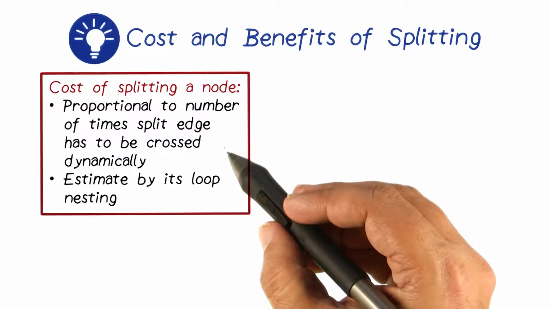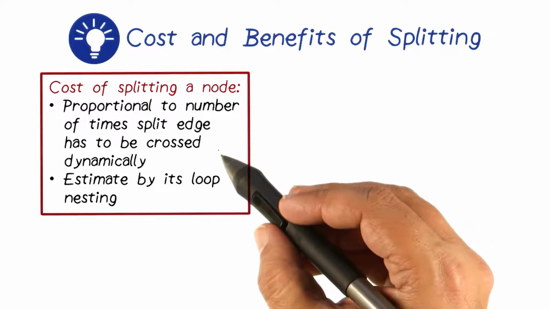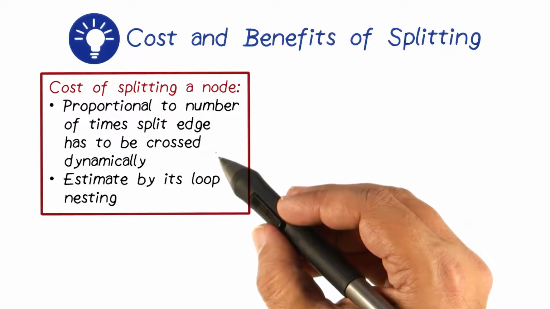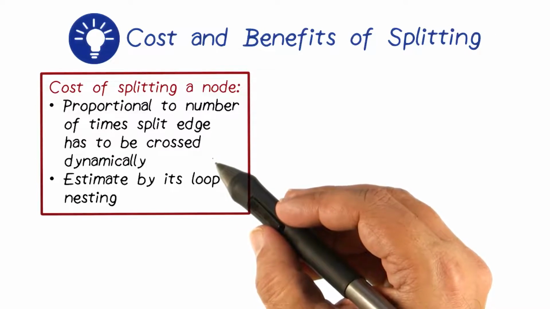So the cost of splitting that web at that particular point is incurring a store, and therefore is proportional to the number of times the split edge has to be crossed dynamically, because that is the number of times that store will execute. Now remember that store is not present in the original live range, which is not split, because the value need not be stored into the memory. So this is an additional cost due to splitting, the store which is inserted.